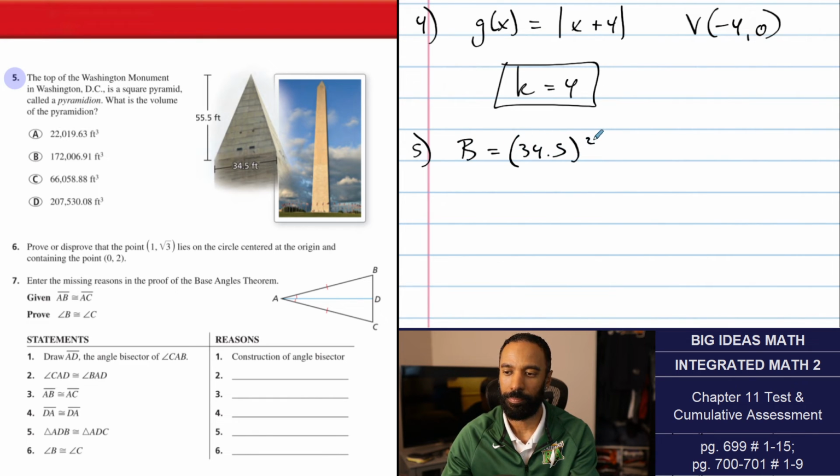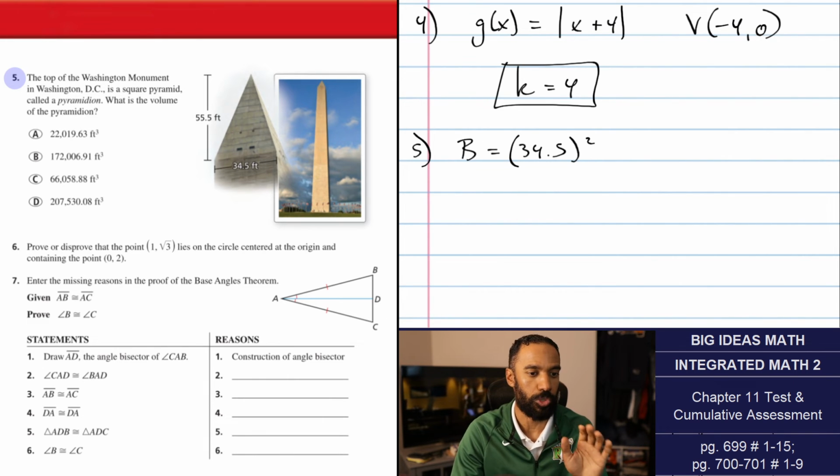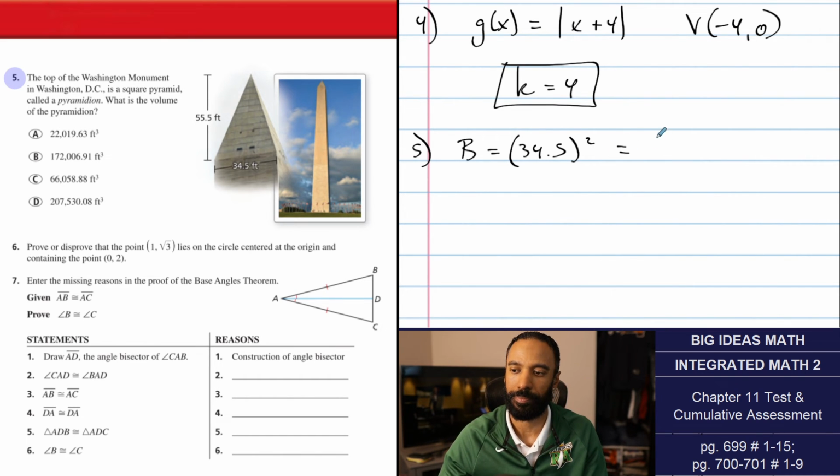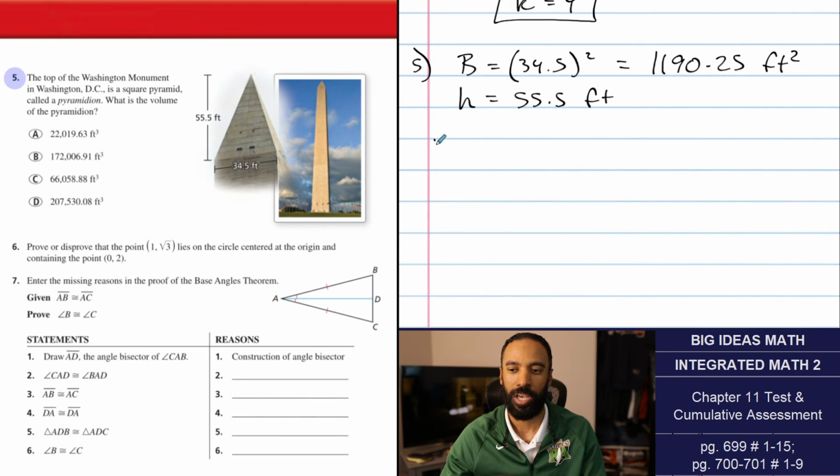34.5 squared. Let's get that exact value. It's going to be really close to 1200 because 1225 is the square, 35 squared. So 1190.25 square feet. Now the height of this thing is 55.5, and yes, we're using the vertical height to what would be the apex. So the volume of this thing is 1/3 area of base times height.